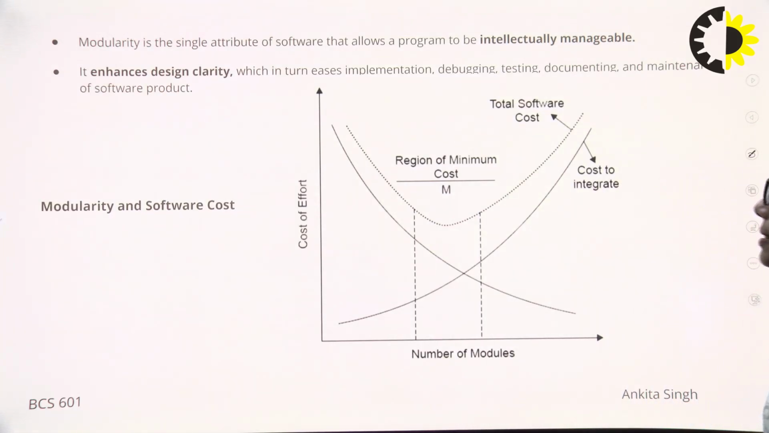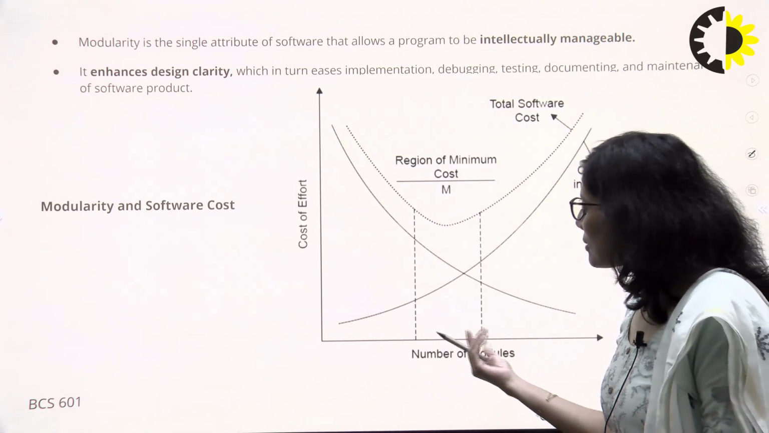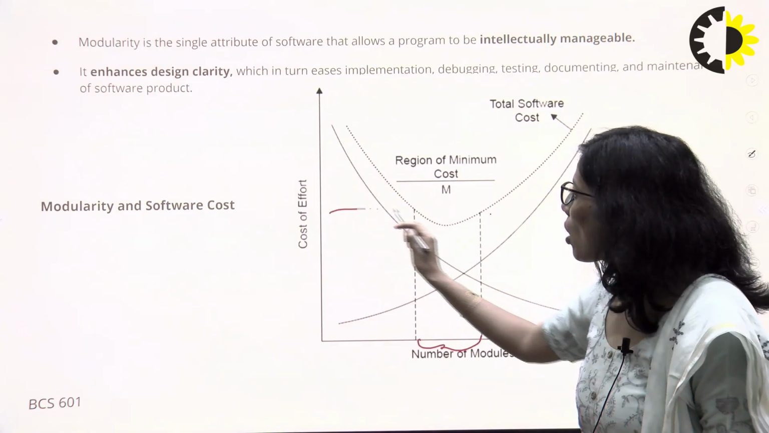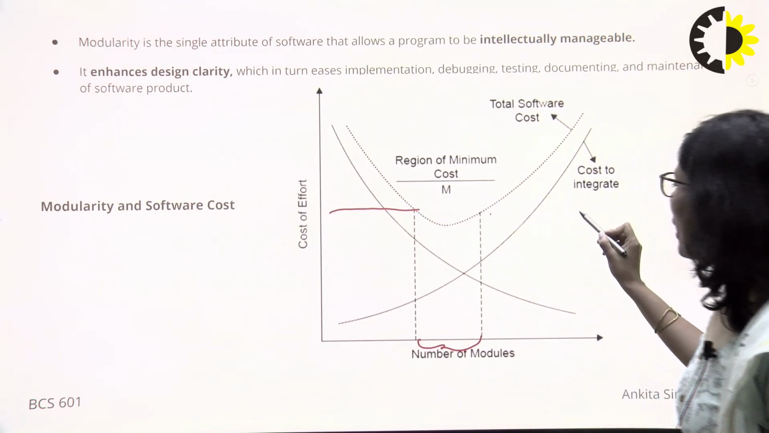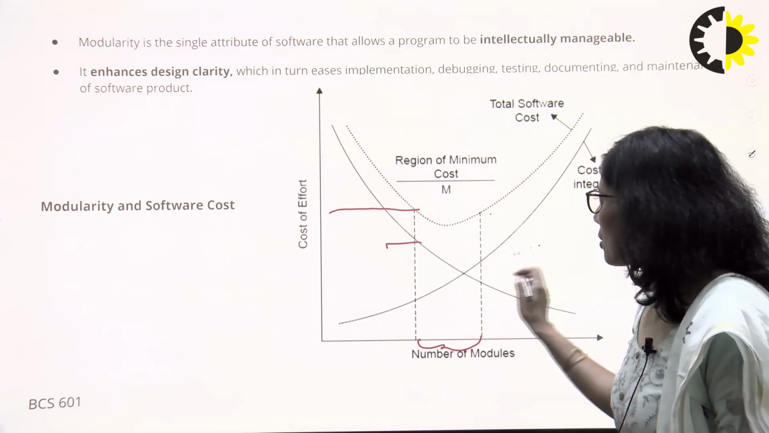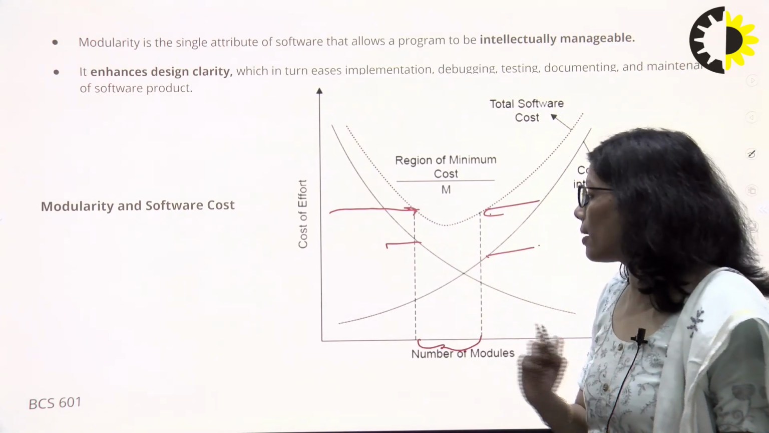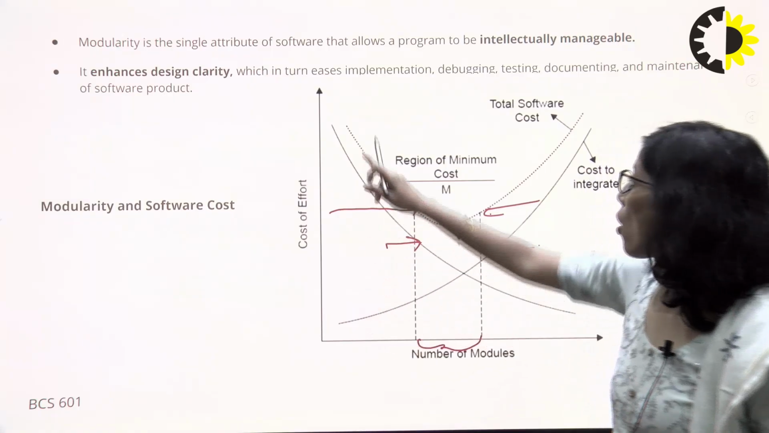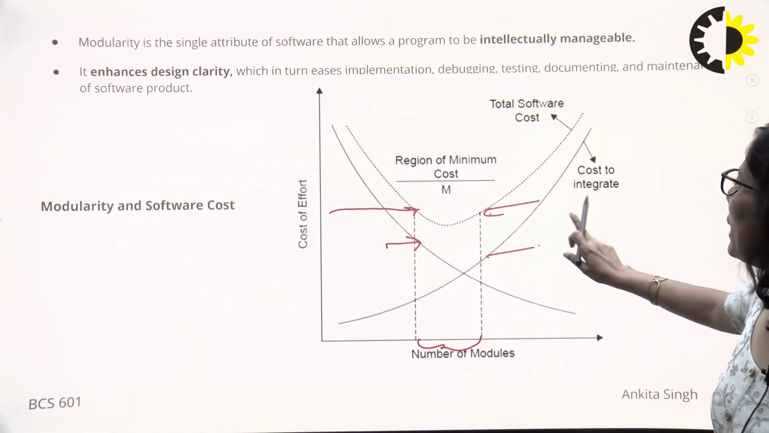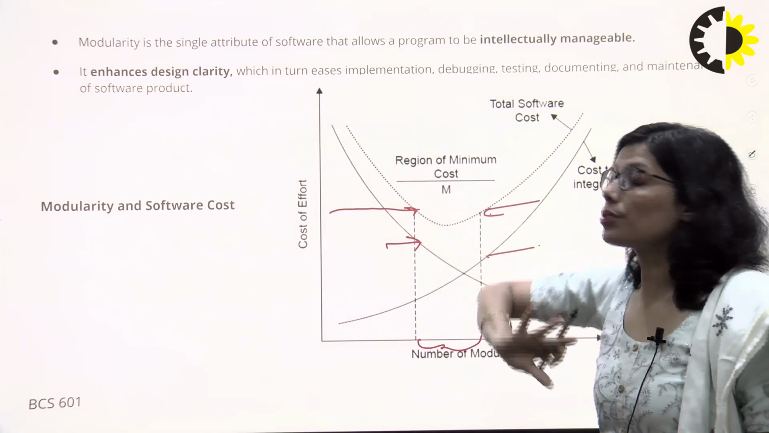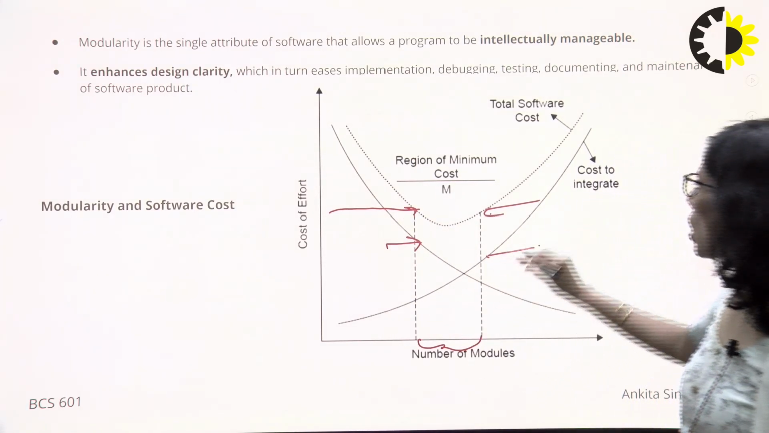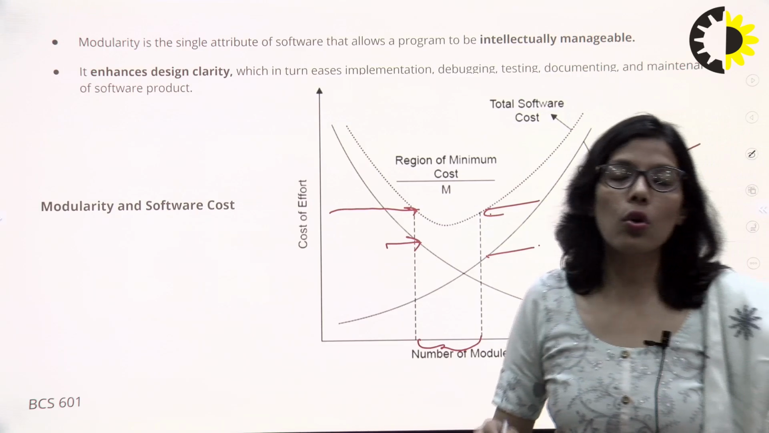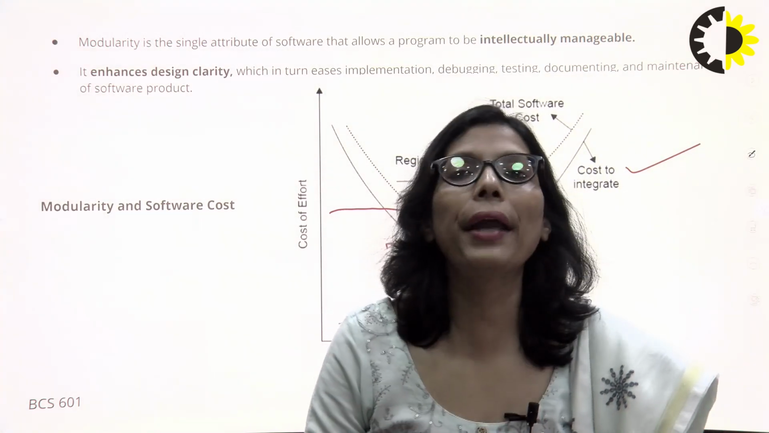Now, as you can see from this diagram, there is a limit, this is the area of modularity where we have the minimum cost, and also the cost to integrate is less. So you can see this very intricate balance in the number of modules. When we have fewer modules, the cost of integration is low, but total software cost is high. Whereas if I increase the number of modules, my cost to integrate is high. So we have to maintain an intricate balance to find out the number of modules.